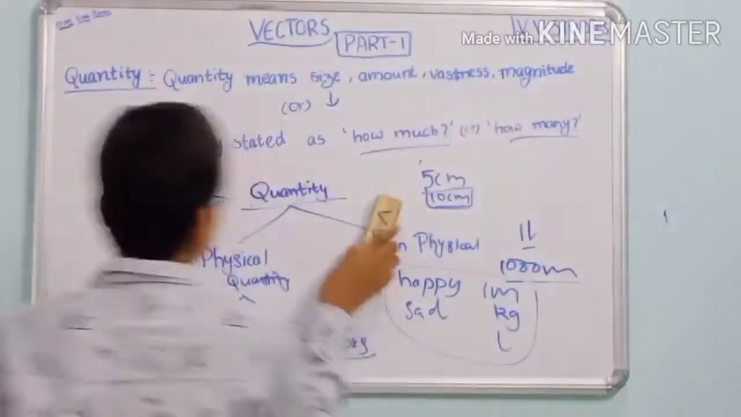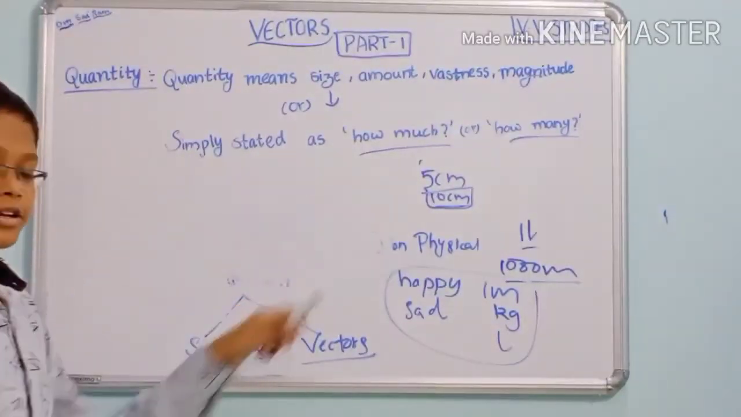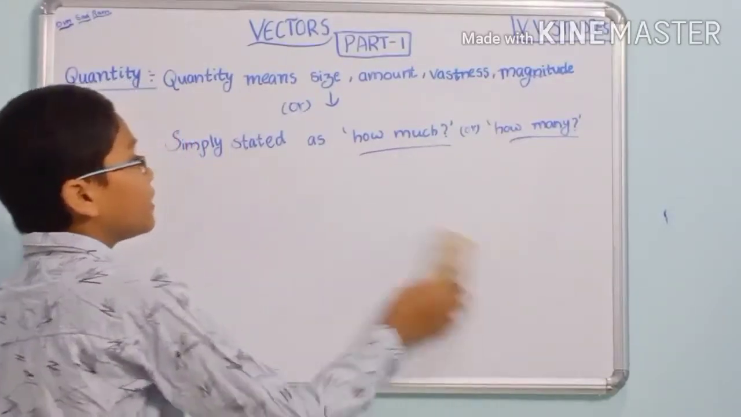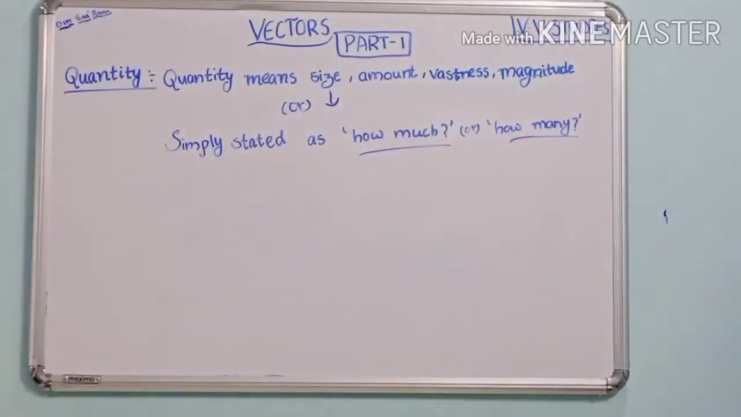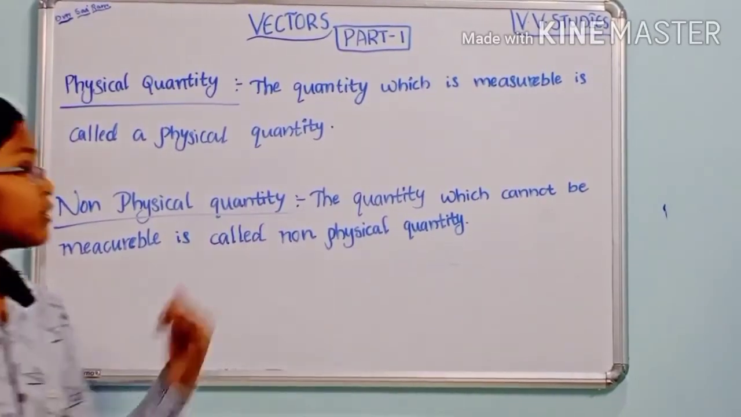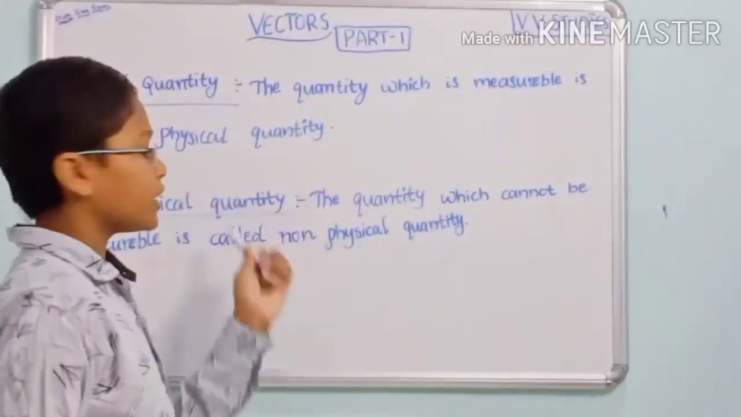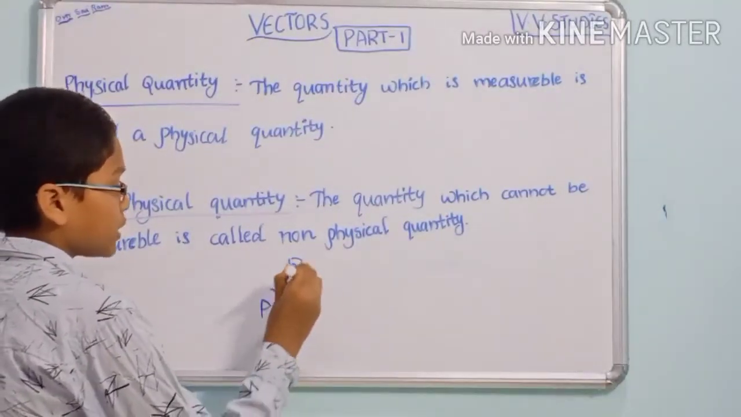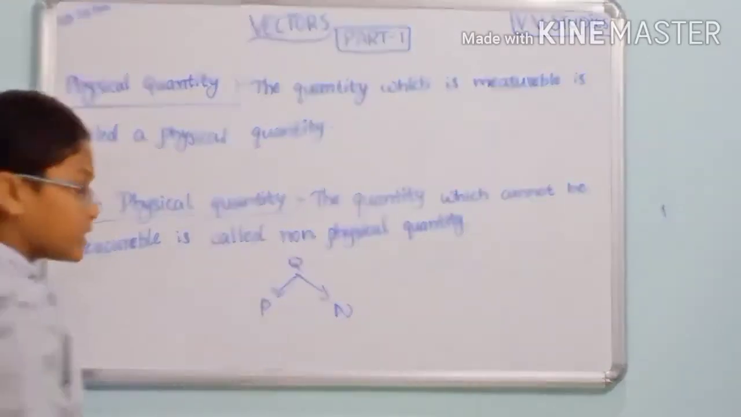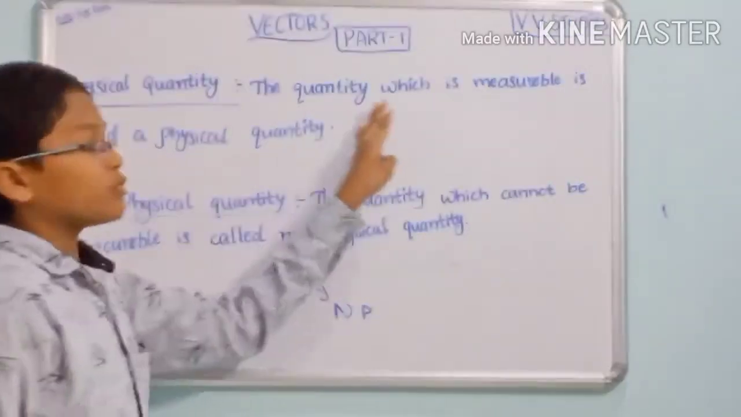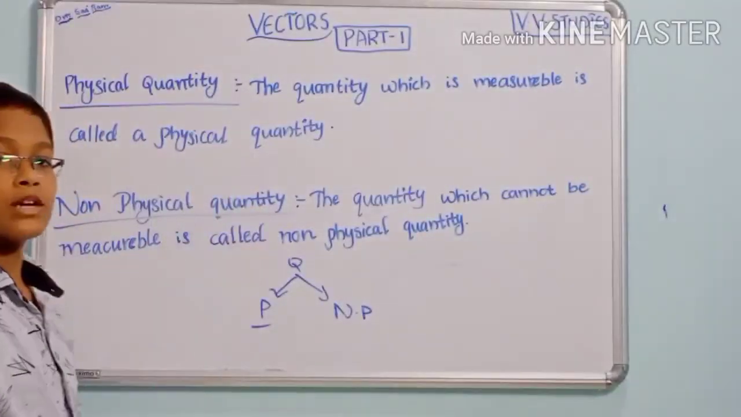Now, what is a physical quantity? I told you, quantity is divided into two types, that is physical quantity and non-physical quantity. Now, what is a physical quantity? The quantity which is measurable is called a physical quantity.